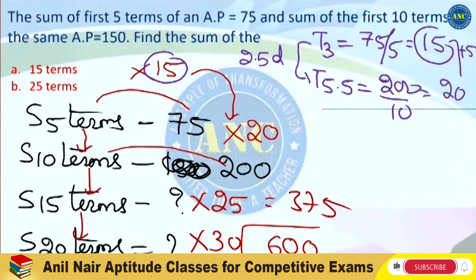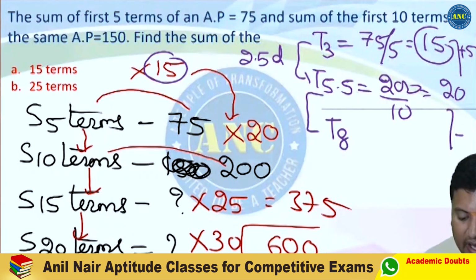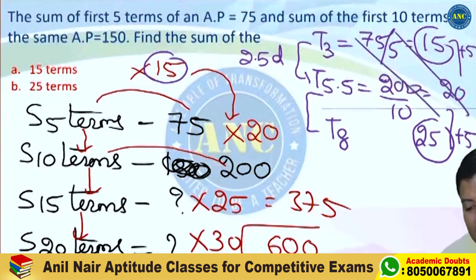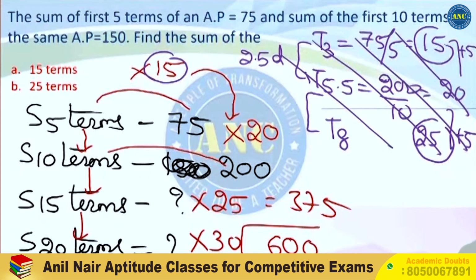You don't need to write this. 15 terms, 7 terms to the left, 7 terms to the right. This is T8. Again 2.5D, again plus 5, which is nothing but 25. I hope you understood. These are all time wasters. Anything which takes more ink in our pen, more steps, we will not solve it.